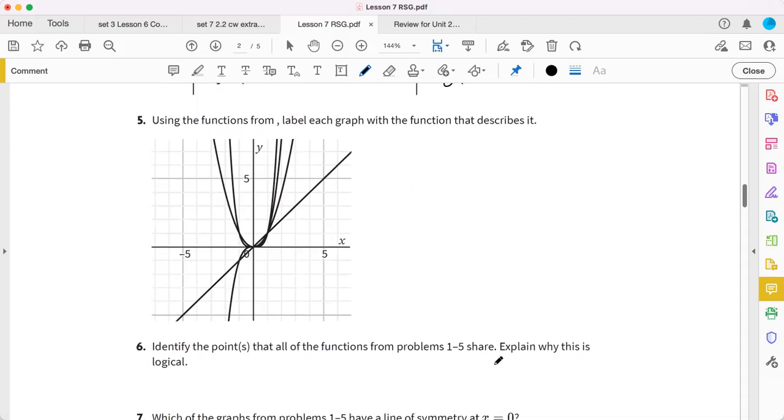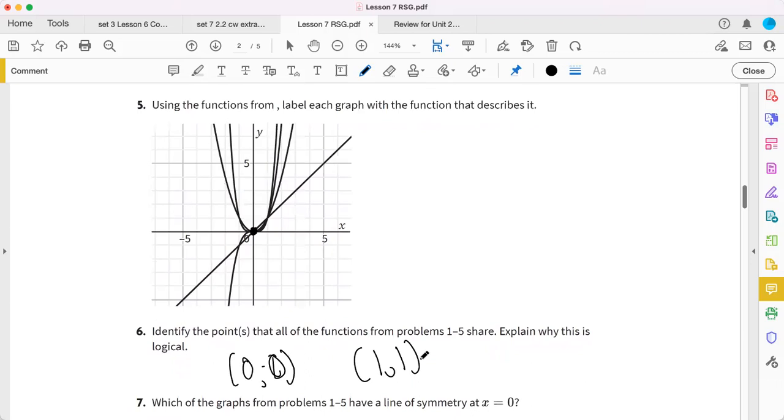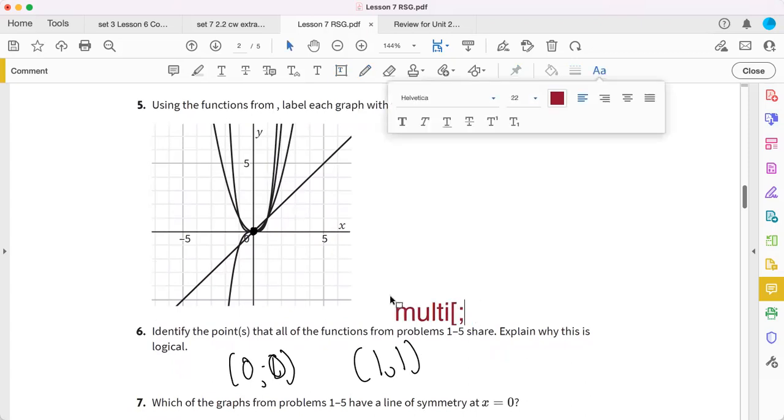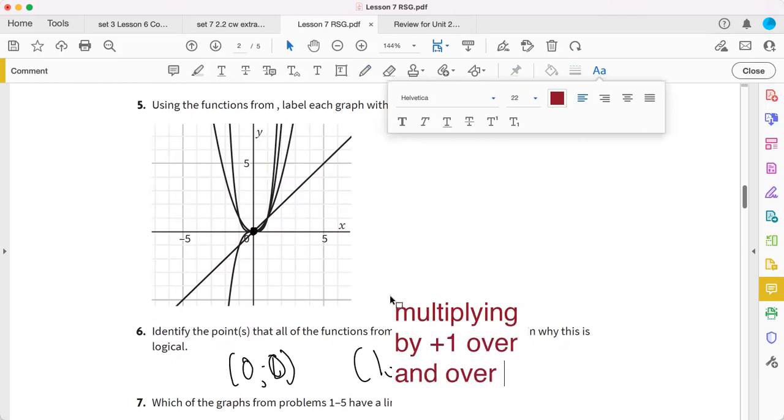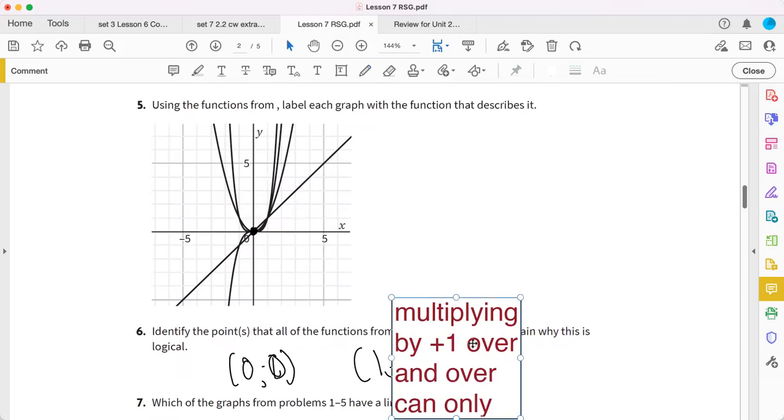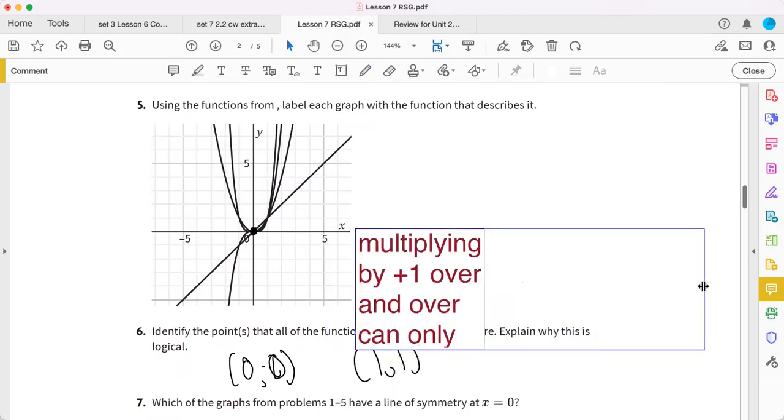Identify the points that they all share in common. Well, I think they all hit 0, 0. If we look closely, all 4 lines should hit 0, 0. And I believe that they all hit 1, 1. Why is this logical? When you keep multiplying 1 by itself over and over, so multiplying by +1 over and over can only produce an outcome of 1.